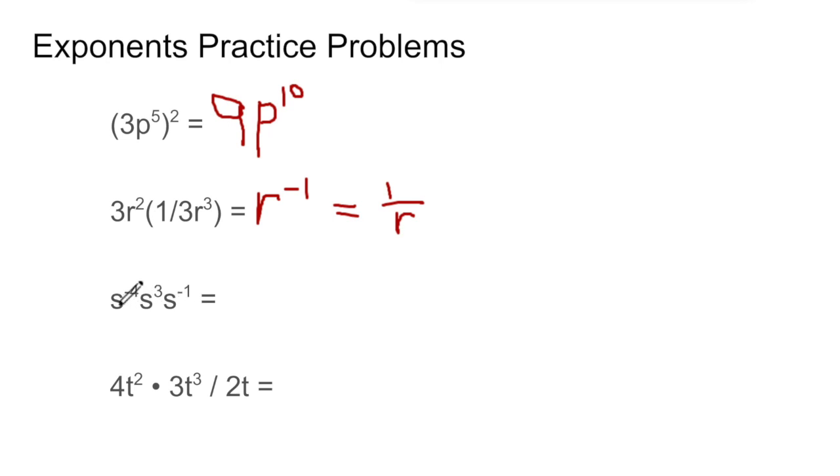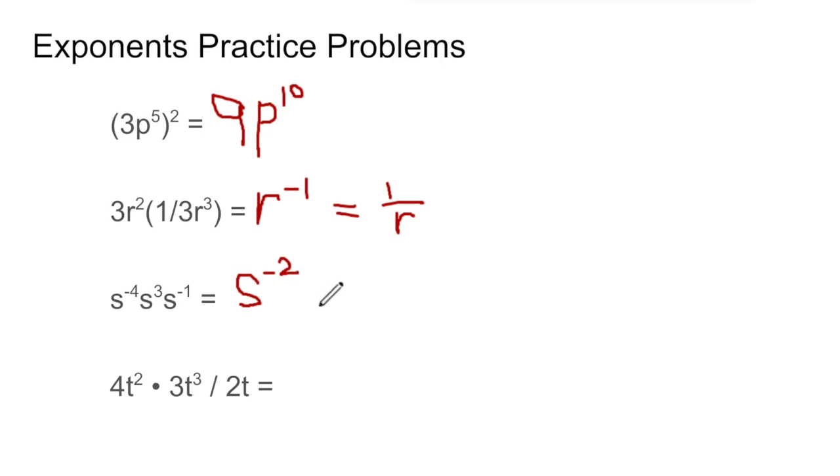And this one's just a simple product. So s to the negative 4 times s to the 3 times s to the negative 1. We just add all those up. Let's see, what do we get? Negative 4 and negative 1 is negative 5. And a positive 3 gives us a negative 2. So s to the negative 2 power.